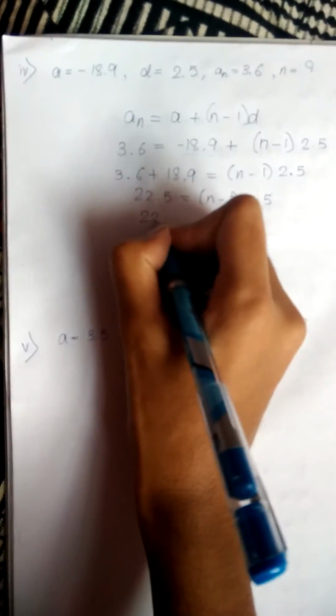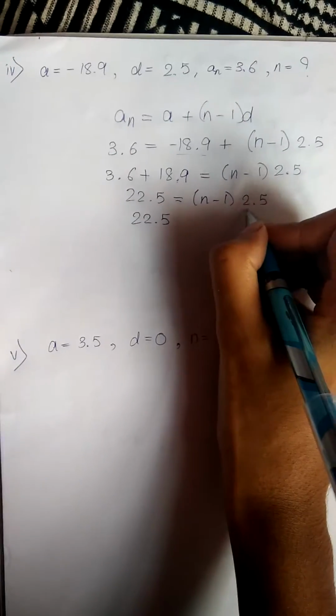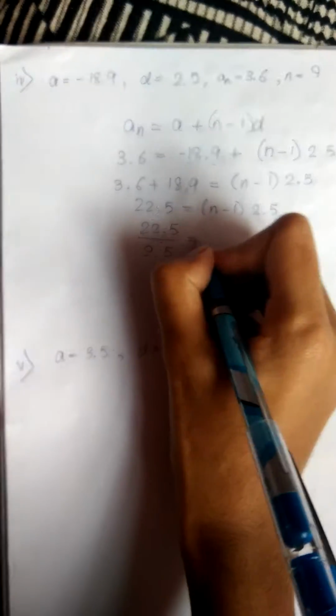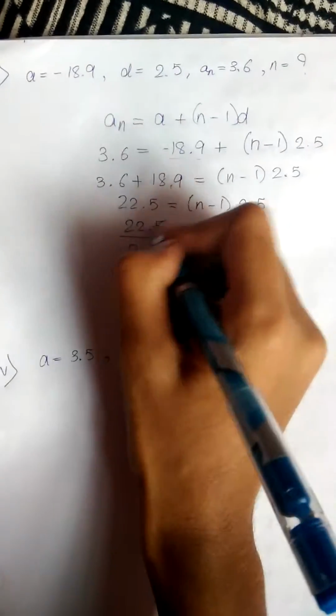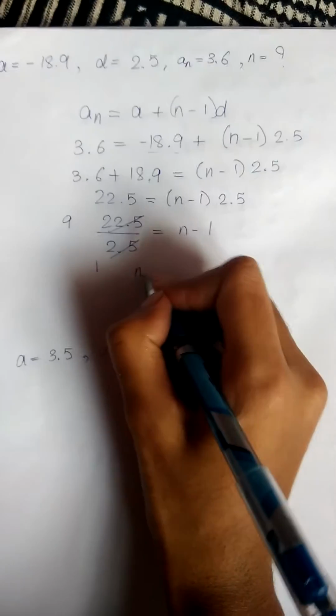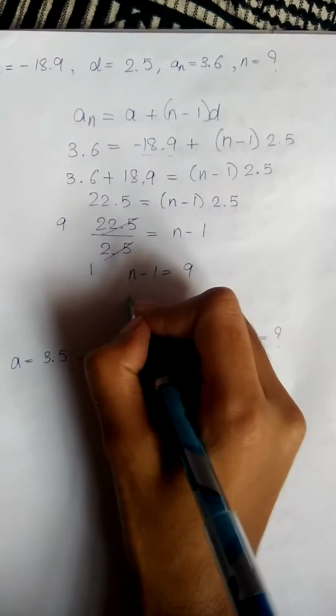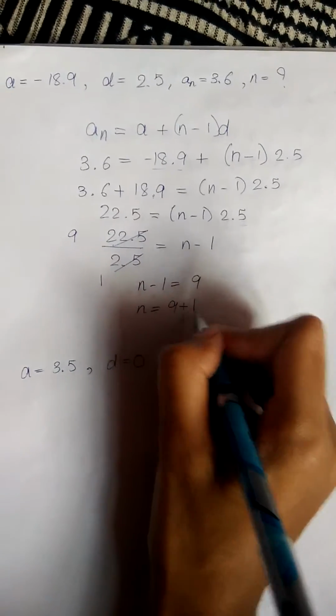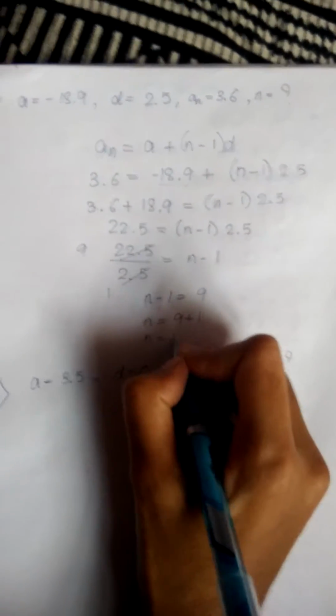So 22.5, let's take this 2.5 to the left hand side. It becomes divided by 2.5 equals n minus 1. 2.5 ones are 2.5, 2.5 nines are 22.5. So n minus 1 is 9. Minus 1 goes to the other side, it becomes plus 1. So n equals 10.